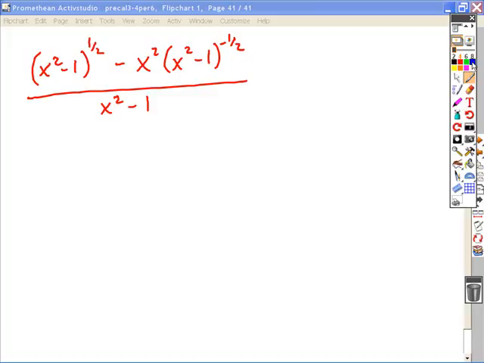All right, how many tried it with writing it as a complex fraction? How many tried factoring? Okay. Let's do the complex fraction first, and then I'll do the factoring method.